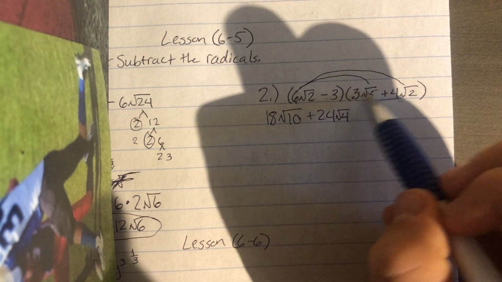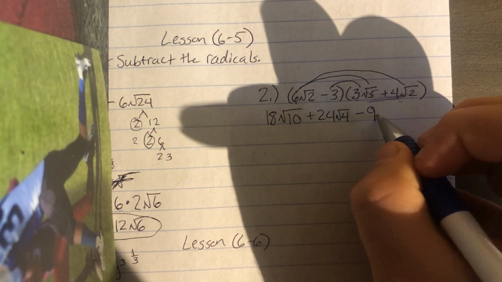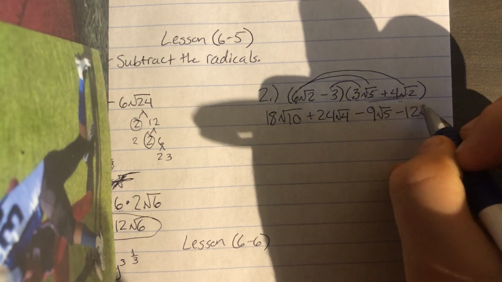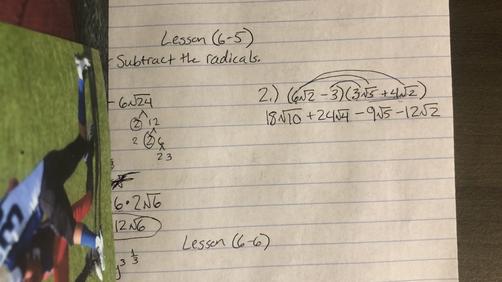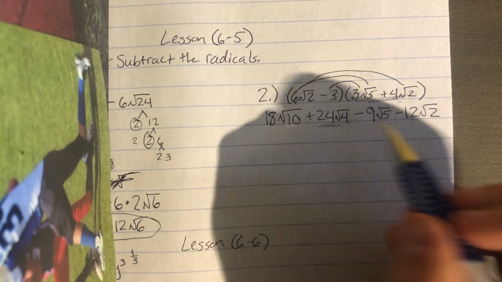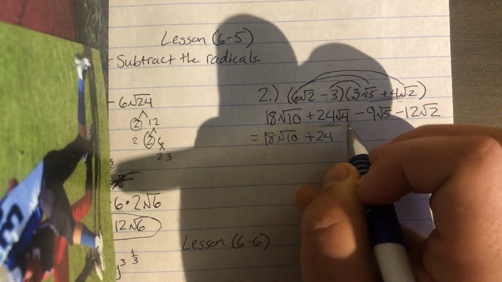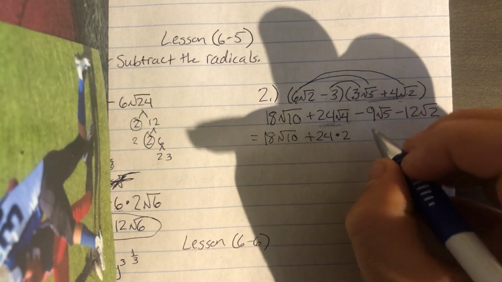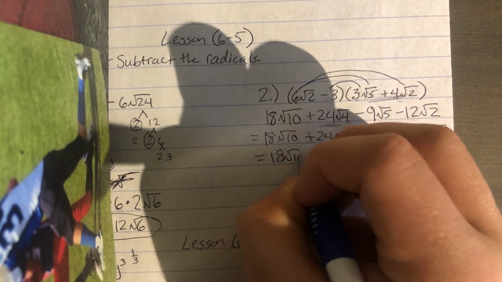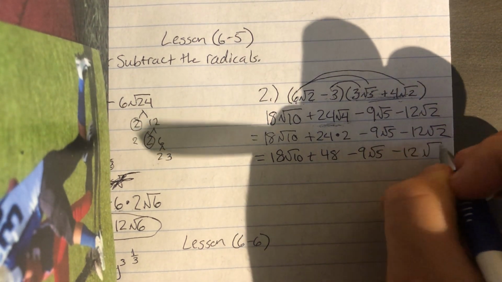Now we're going to distribute the negative 3 with these two here. So we have negative 3 times negative 3, which is negative 9 root 5. Negative 3 times 4, negative 12 root 2. Now this is not simplified. Why is that? This right here, the root 4, can be simplified. So this would equal 18 root 10 plus 24. The square root of 4 is 2, so this would be times 2, minus 9 root 5 minus 12 root 2. So your final answer would be 18 root 10 plus 24 times 2, which is 48, minus 9 root 5 minus 12 root 2.